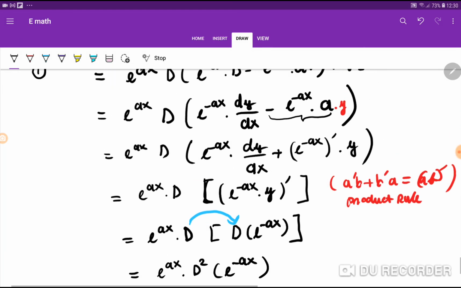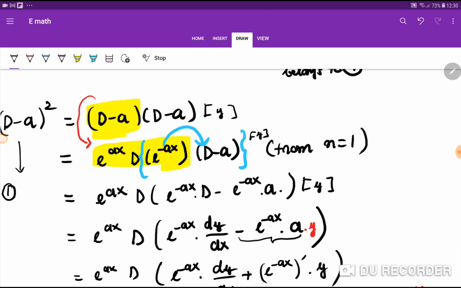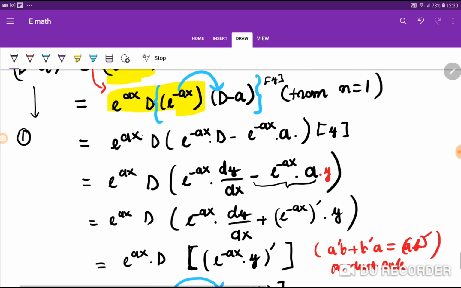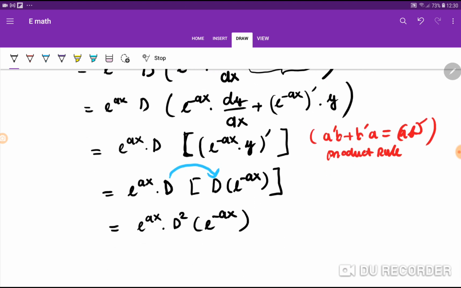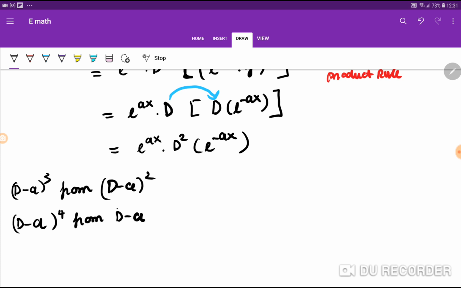So in this case, I just use the product rule. I use the characteristic from 1, and I just multiply them. So basically I didn't use something new. It means that it worked. So basically you can construct (d minus a) cubed from (d minus a) squared. You see what I'm saying? (d minus a) to the 4 from (d minus a) to the 5. Okay, so let's do the same thing.